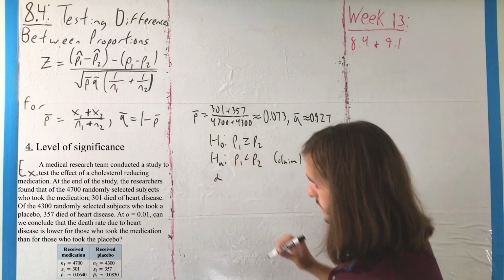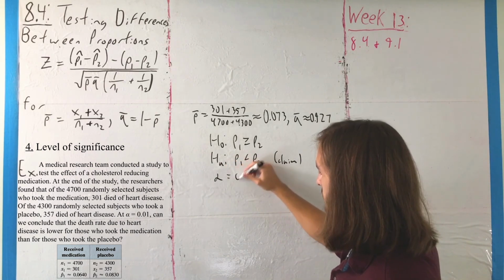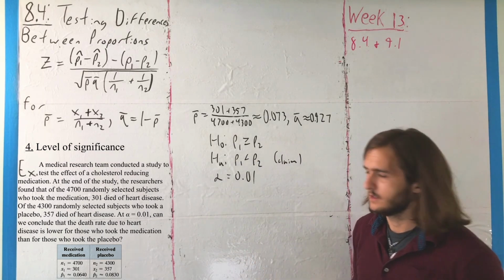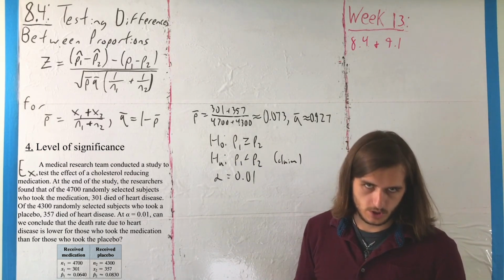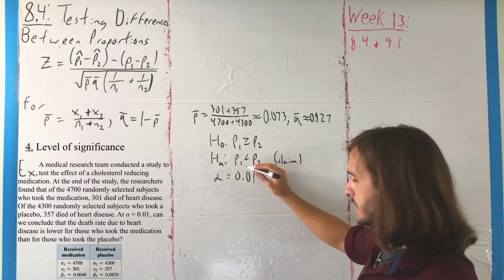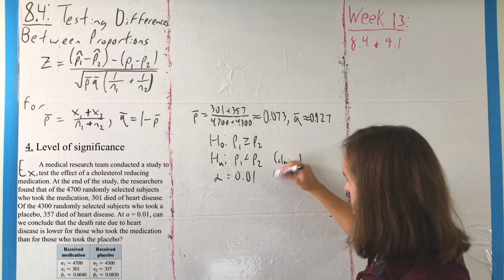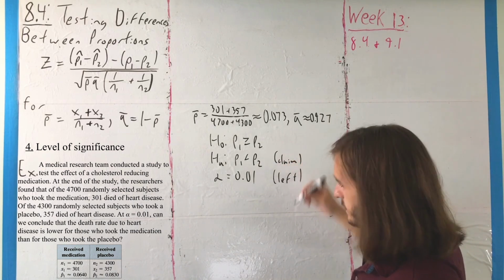that given value alpha equals 1%, which, like I said, because it's pretty small, means that we really want to be sure about this. The smaller you make alpha, the more sure you want to be, essentially. And because of the way I set this up, I'm looking for P1 to be smaller than P2. This is a left-tailed test.